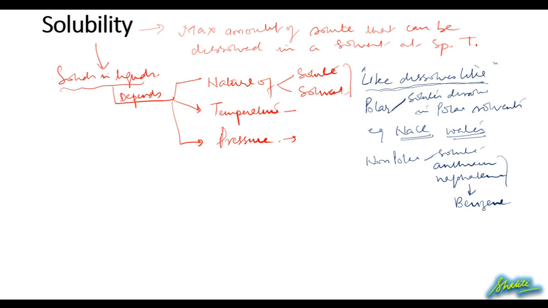So from these examples it is clear that nature of solute and solvent depends upon the principle, that is like dissolves like, and polar solutes dissolve in polar solvents, like we have seen that NaCl gets dissolved in water, and non-polar solutes like anthracene and naphthalene get dissolved in non-polar solvent like benzene, and they don't dissolve in water.